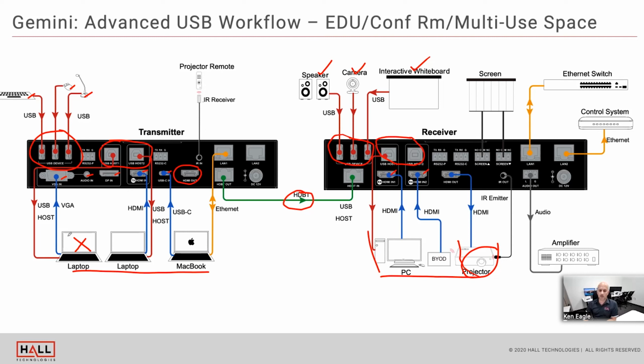And I've got multiple people connected on the transmitter side, multiple individuals connected with devices to the receiver side. If we switch inputs from, let's say, presenter number 1 to presenter number 3, not only will the audio video switch on the screen, the USB connections will travel from presenter 1 to presenter number 3. That is what truly makes a powerful USB workflow.